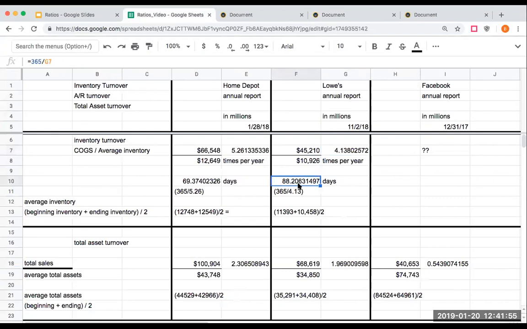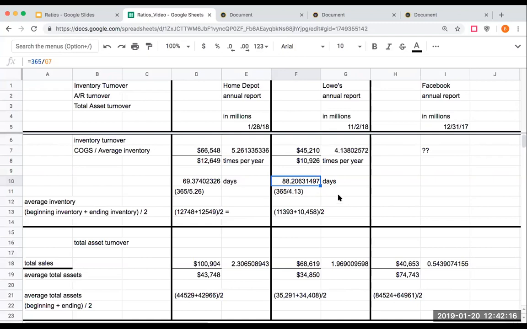In terms of days, it's taking Lowe's longer to turn over its inventory into sales. So again, Lowe's is taking 88 days. Is that a good or bad thing? We don't know. It's about 19 days longer than Home Depot is. Home Depot is a little bit quicker.